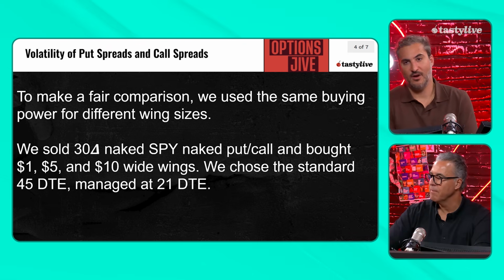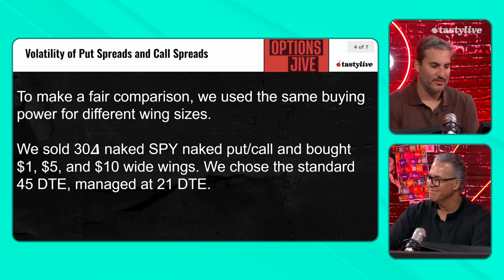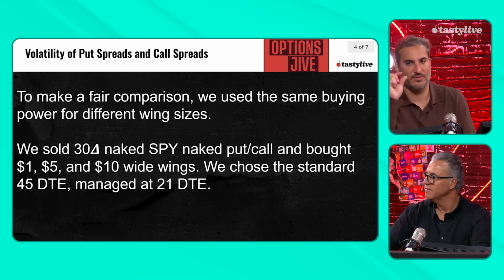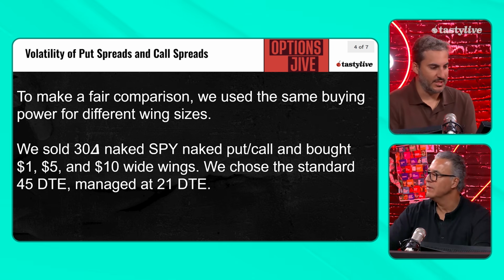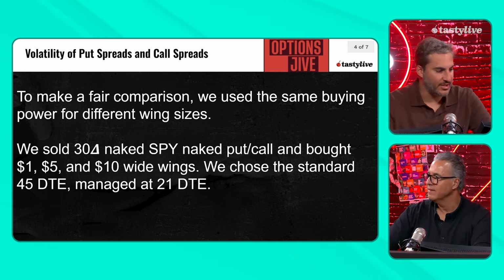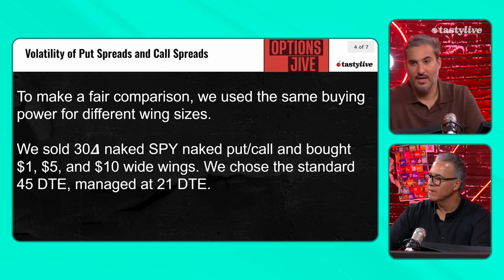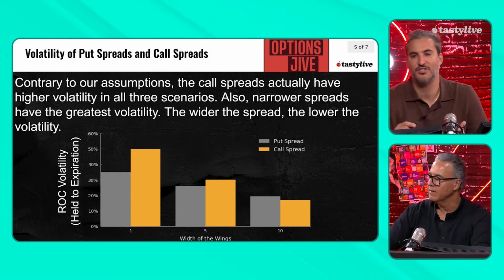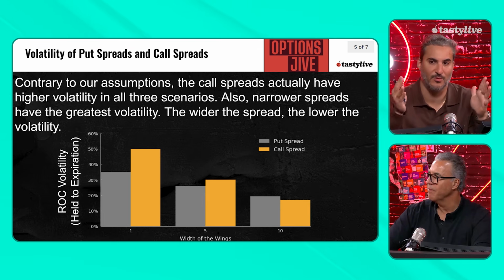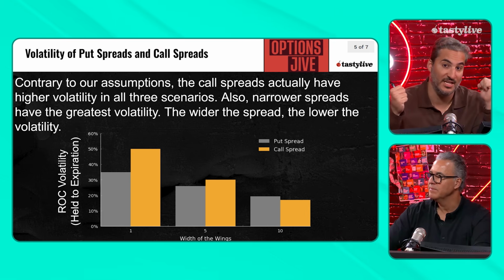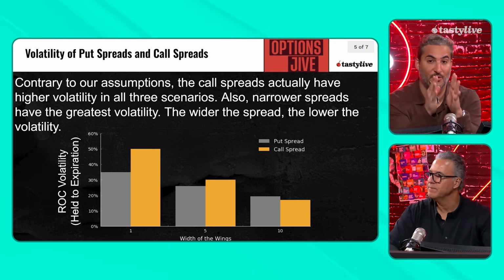Yeah. And so when you look at these options, I know we're going to be talking about the volatility in the call spread versus the put spread, and this is very small, but the data is going to show us. So contrary to our assumptions, the call spread actually has a higher volatility in all three of these scenarios. And this shouldn't be a shock to you because the long option that you're buying on the call spread, whether it's $1, $5, or $10 wide, is going to be a lesser delta than the long option on the put side. The short options are going to be the same.